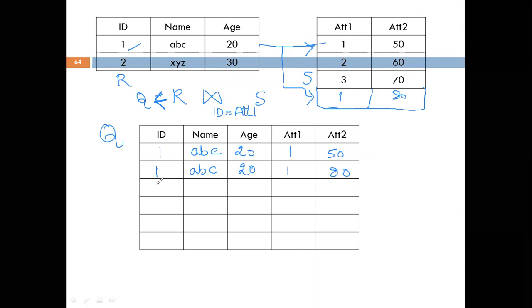Similarly, the second row, XYZ 30, is matching with the second one with 60. So only three possible rows will be present in our result. So 1 is matching with two rows of S, and row number 2 is matching with only one row. So in this particular join operation, these are the possible results.